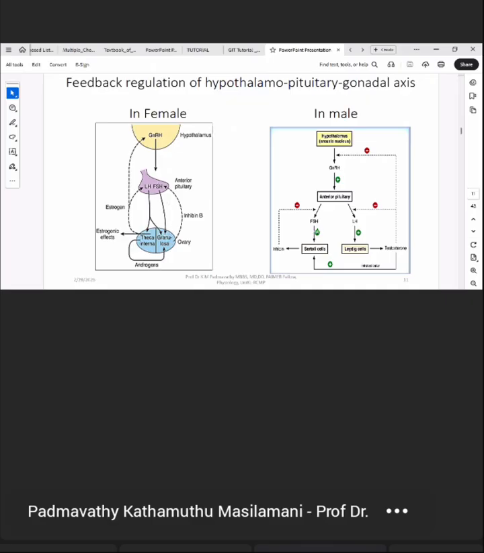But here FSH will act on Sertoli cells and LH will act on Leydig cells. For L for L, you can remember. So LH will act on the Leydig cells. The Leydig cells will produce the testosterone. So the testosterone will have negative feedback inhibition on the hypothalamus and pituitary so that it can inhibit the release of GnRH and also the gonadotropins. But Sertoli cells mainly are secretory. They produce other secretions also, including the inhibin that will have the short loop negative feedback inhibition on FSH release.